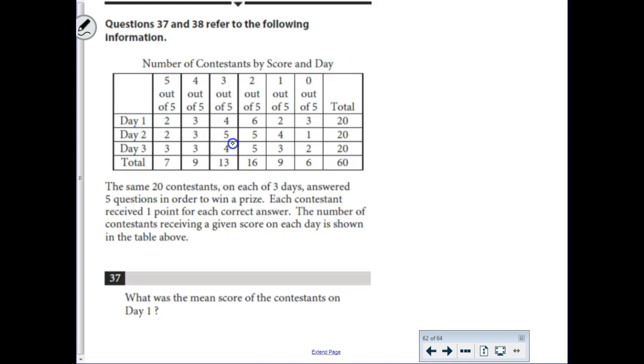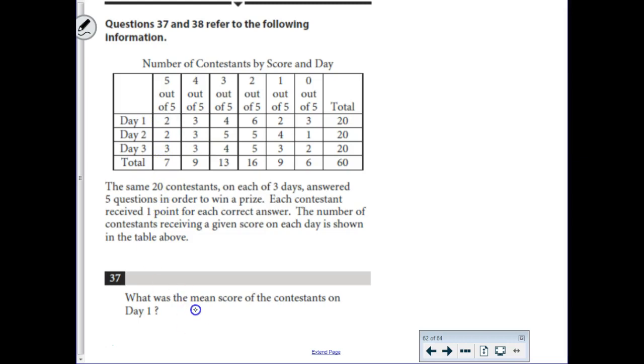All right, so we are still on our gridded response section, and I'm pretty sure in pre-calc we've already done this question, and actually I think in Algebra 2 in my classes we've done this question as well. So if you've already seen it, don't spoil it for everybody else. We have a table of a whole bunch of information. They have 20 contestants who were asked trivia questions, scoring 5, 4, 3, 2, 1, or 0 points every time they were asked a question. And this happened for 3 days.